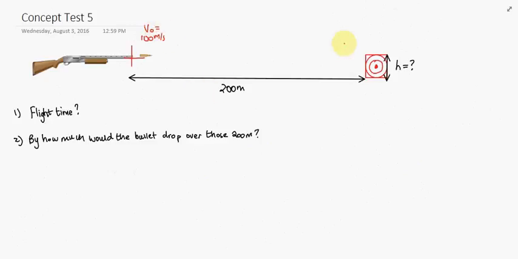I have a target that's set up 200 meters away from where I set up my gun, and I want to find out if I need to adjust my sightings or something. I want to find out how much this bullet is going to drop over this 200 meter distance. So what is its total flight time going to be before it reaches this target, and by how much would the bullet drop over those 200 meters?